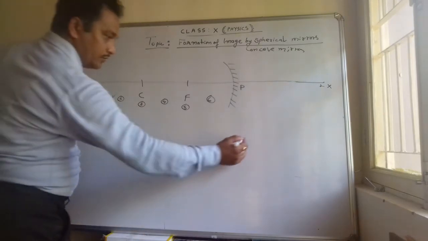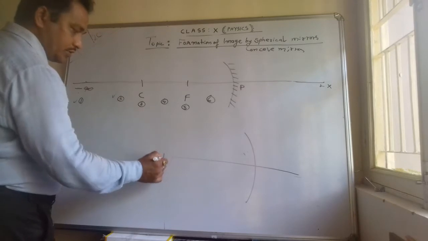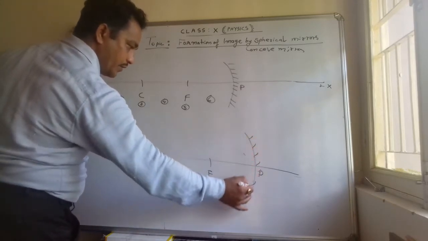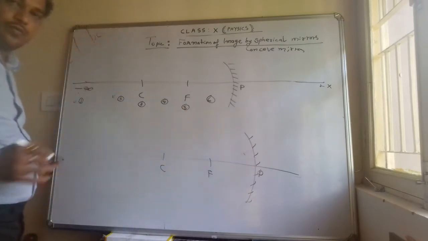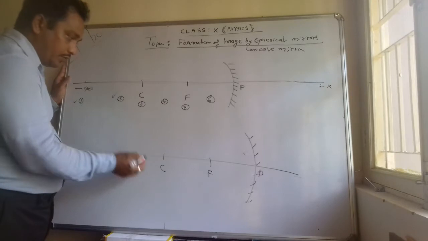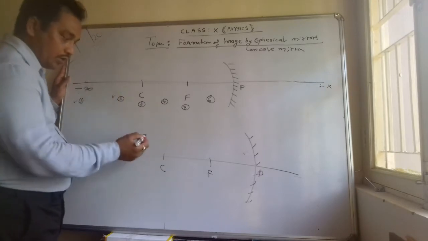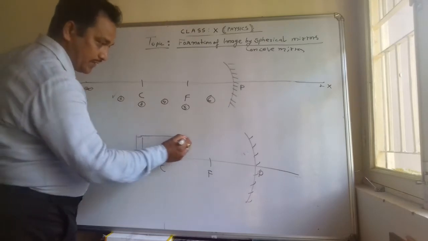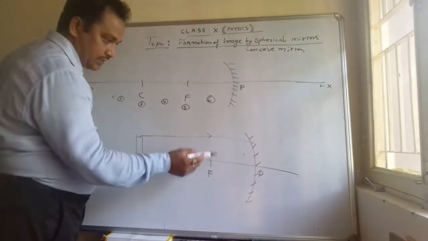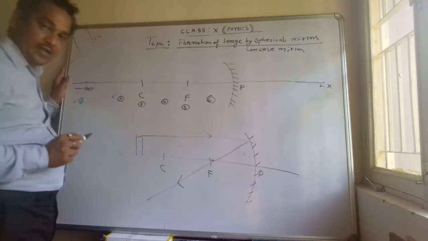Now the object is placed beyond C. So this is C, F, P. Now let us see here when the object is placed here, for example, beyond C, any ray parallel to the principal axis, after reflection, where will it go? It passes through the focus. So let us draw like this. So it is going like this.